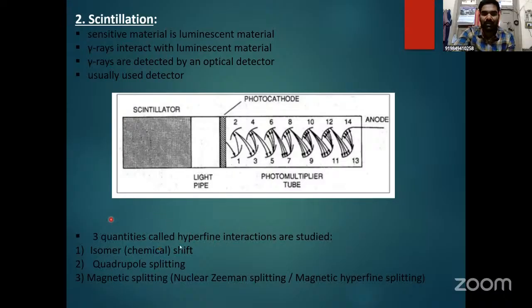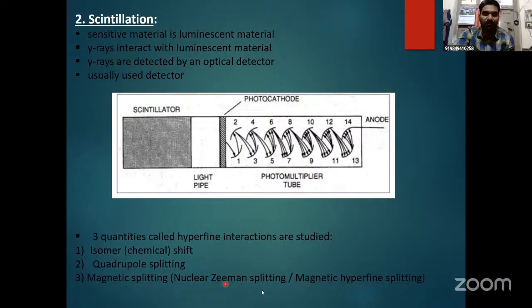There are three hyperfine interactions. First one is isomer shift, second one is quadrupole shift, third one is magnetic splitting, which is nuclear Zeeman splitting or magnetic hyperfine splitting. Let us see the first one, isomer shift or chemical shift.